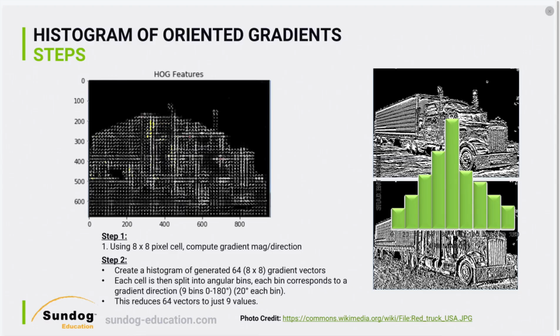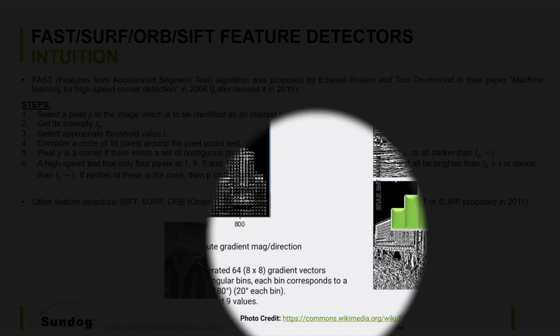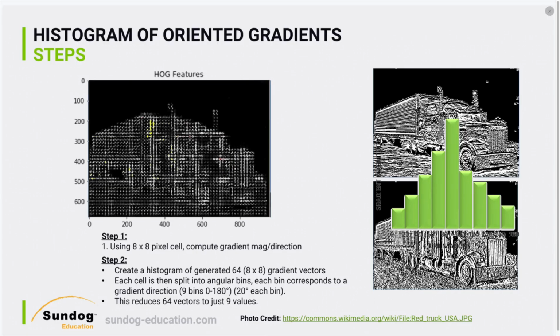Some techniques make it a little bit simpler. Instead of using an actual circle and evaluating, for example, 16 pixels around it, you can use 4 pixels instead, at positions 1, 9, 5, and 13 per se. That's pretty much how you can detect corners using FAST feature detectors.